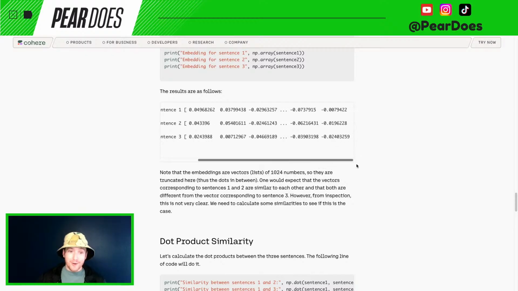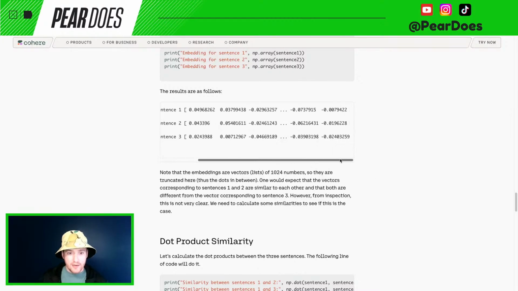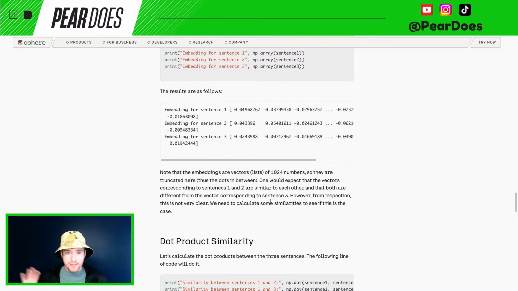If we go down to these vectors this produced, this 1024-number vector, we can see the numbers that were given to these sentences by the AI model. These embeddings are truncated, because there are 1,000, and there are only a few in this result set. So we can't really see if anything is popping out of those 1,000 numbers. We only have 5. But one would expect that vectors 1 and 2 are similar, as we just said they're related to staying in a house, while 3 is different in that it's talking about radioactive isotopes. However, from inspection, this is not very clear.